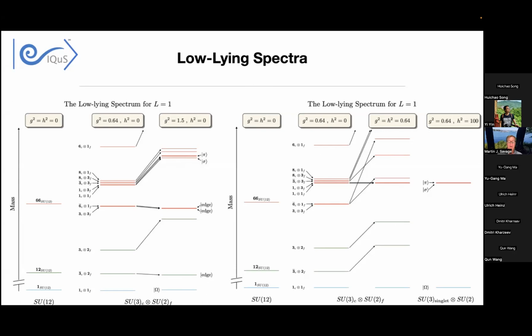And here, as you can see in the spectrum over here, as you start turning on H², the penalty for having a color non-singlet state beyond the edge of the lattice, you just have the color singlet states remaining in your spectrum, and you see the edge states then become increasingly high energy.